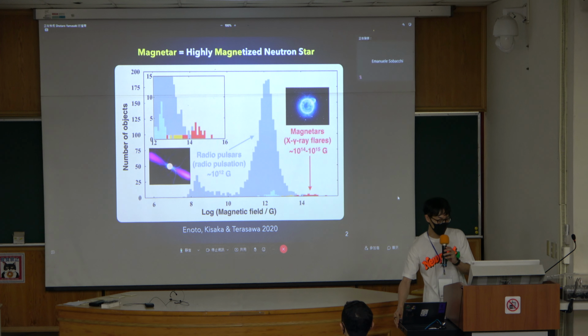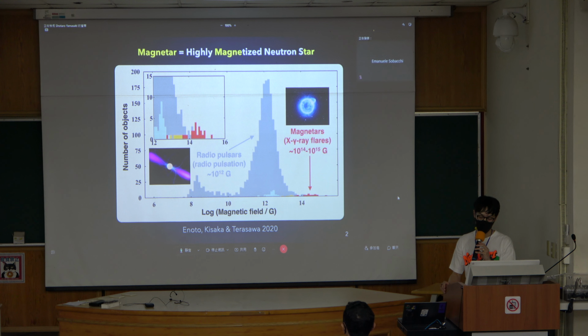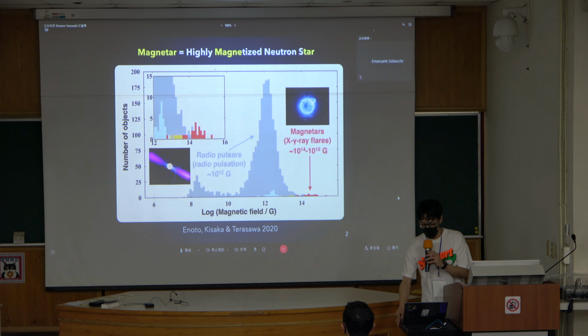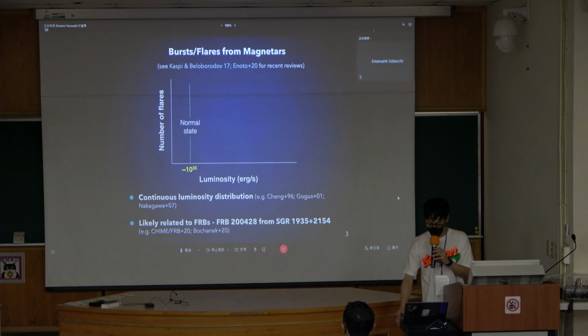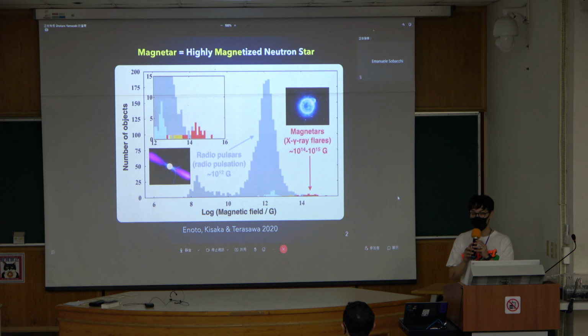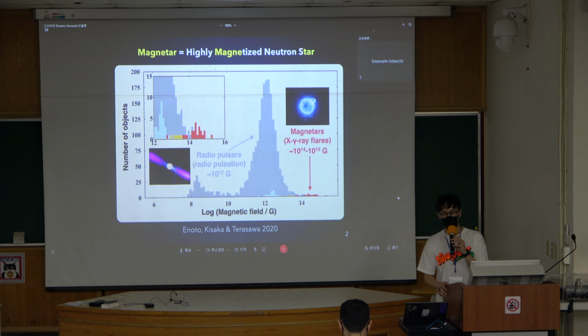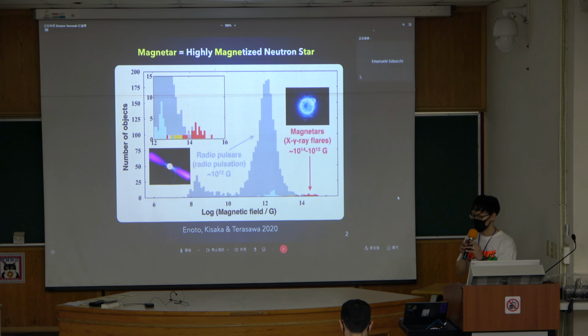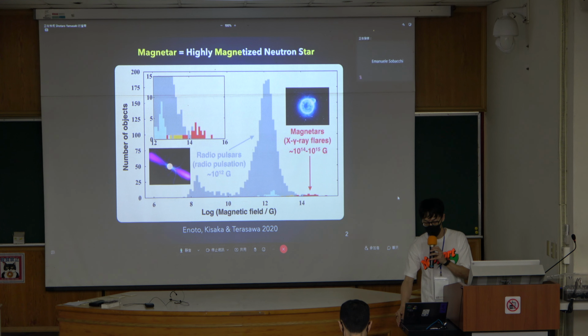Actually, no one explained what a magnetar is because it's common knowledge, but a magnetar is a neutron star population which has the highest magnetic field among this population. The typical magnetic field is up to 10^15 gauss. And it was discovered differently by observation. Magnetars were first discovered as transients by X-ray or gamma-ray flares. But most radio pulsars, which have smaller magnetic fields, were discovered by radio surveys through pulsation. So this is a completely different way of discovery.